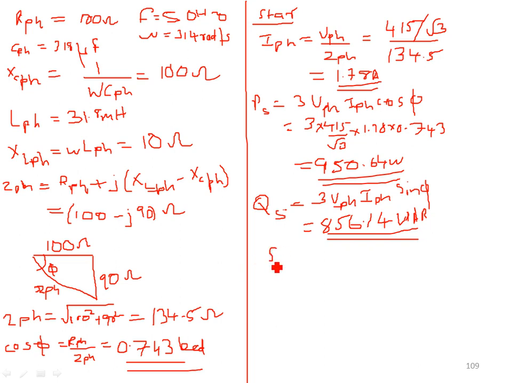Now, what is apparent power? Apparent power in star connection is SS, given by 3 times V phase into I phase. That is 3 into 415 by root 3 into I phase, 1.78. That gives 1279.5 volt ampere. Dividing volt ampere by 1000, you will get kVA. Dividing VAR by 1000, you will get kVAR. Dividing watt by 1000, you will get kW. So regarding star connection, everything is over.